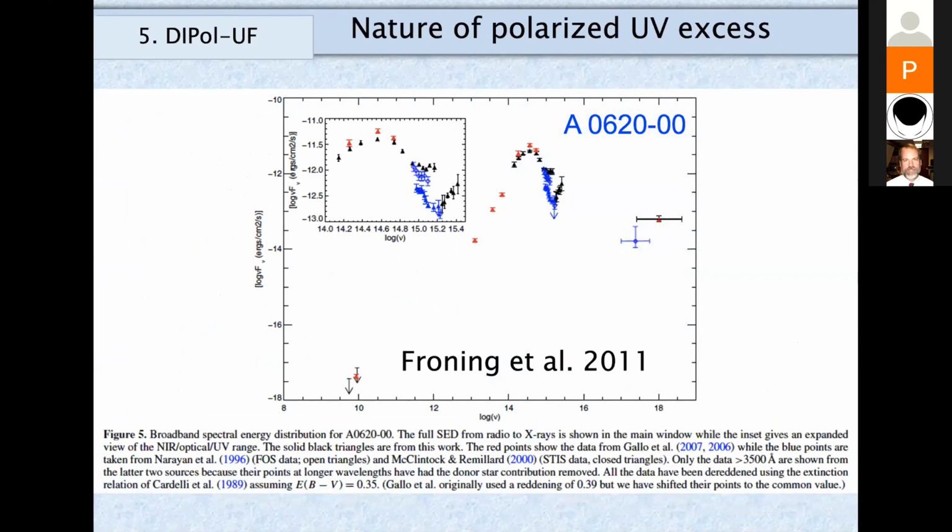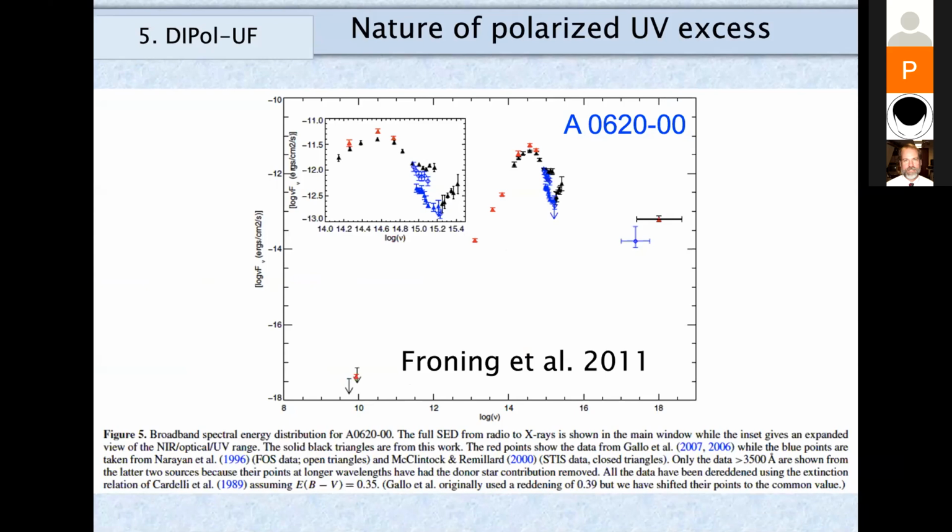The only other object that showed such an excess was another famous black hole transient, A0620-00, which was in outburst a long time ago, at the end of the 70s. And people have observed this object in quiescence many, many times. One of the observations was done with HST, and there are other instruments too, but important are the data from HST published by Froning in 2011. And here we have the new spectrum in the inset. You see that there is a disk component going down, and there is the UV excess. So clearly we see the UV excess. There is not much discussion about where it's coming from in this object, but we clearly see it there.